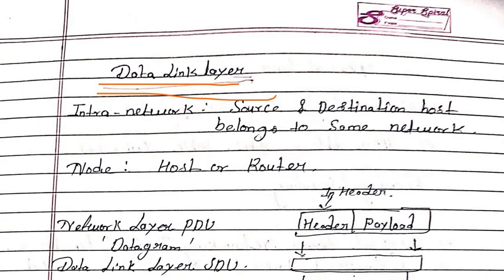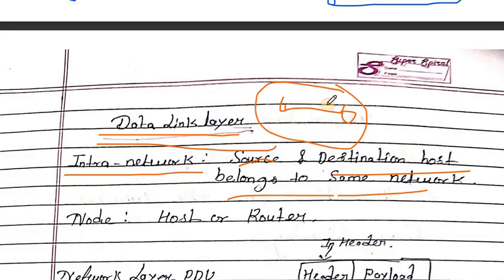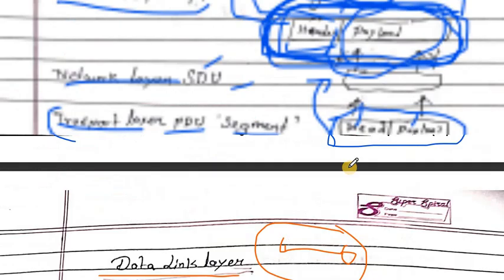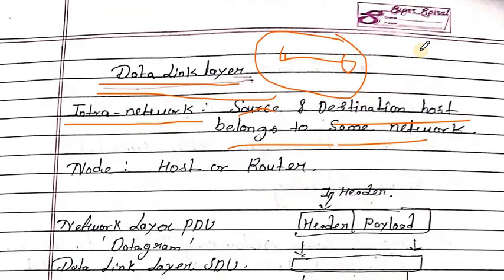Now the data link layer is intra-network communication. Here are two terms, inter-network and intra-network. In intra-network, the source and destination host belong to the same network, so it is a local area network. In inter-network, the source and destination host belong to different networks, meaning there are two different networks connected with the help of routers.